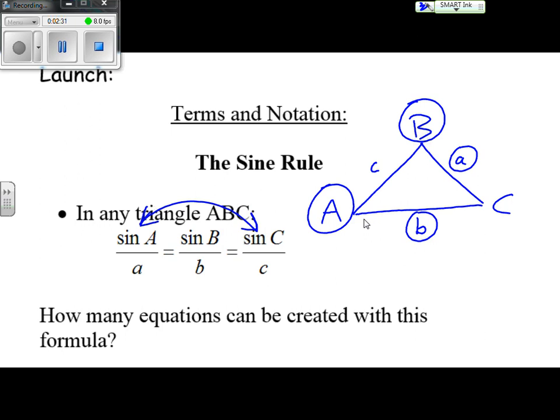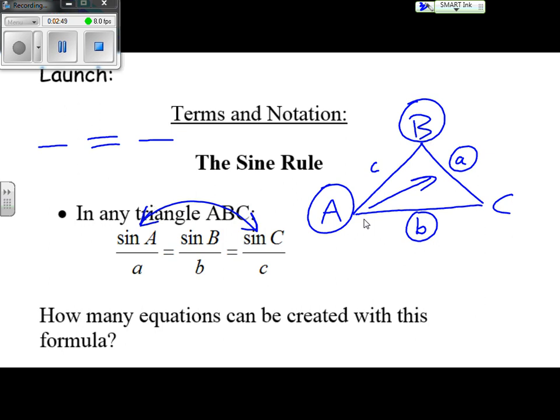What we're doing is we're creating a proportion, which is two fractions set equal to each other. And another way to say this is we're dealing with opposite parts. What do I mean by opposite? Well, it's similar to what we did when we were doing SOHCAHTOA. O meant opposite, which means across from.